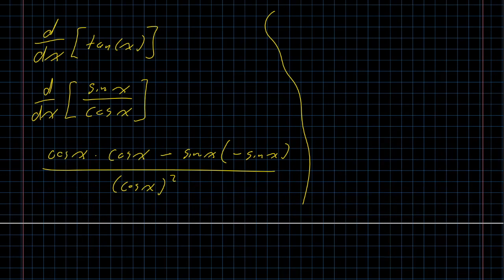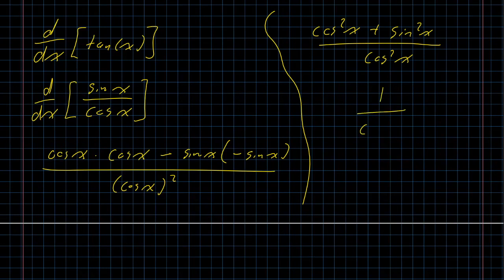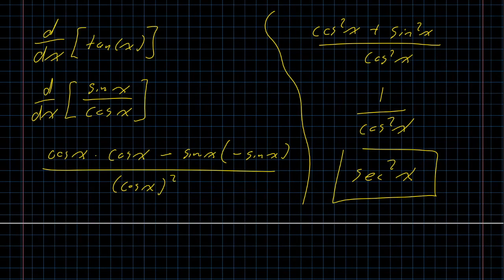Cleaning up from here, we get some really nice things happening. Cosine x times cosine x is cosine squared x. Minus and minus is plus. We have sine squared x. And then we have cosine squared x in the denominator. Really making our life easy. Cosine squared plus sine squared is 1. And then finally, using the reciprocal identity, 1 over cosine is the same thing as secant. So the derivative of tangent x is secant squared x.